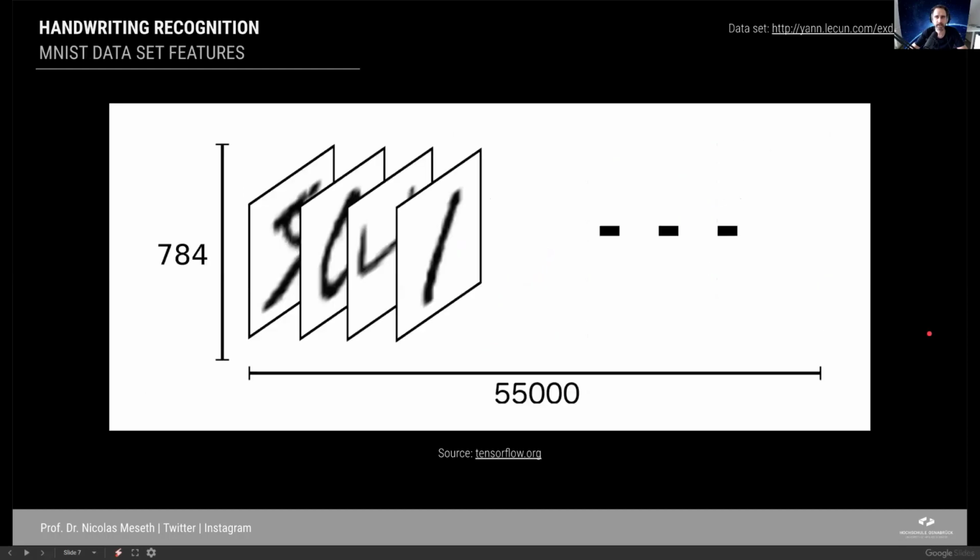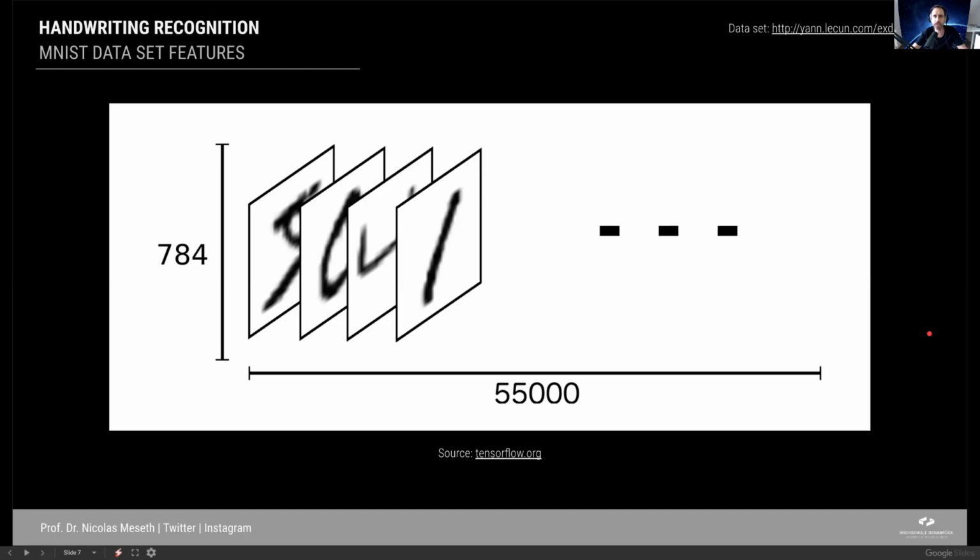Now we are talking about a specific data set called the MNIST data set. It's a very popular, publicly available data set, often used to benchmark handwriting recognition algorithms. It's also a good data set to introduce the topic and to play around with ourselves. So what does the data set look like? First of all, it's a lot of images. Here it says 55,000. I think the latest version has 60,000 images of handwritten digits from different people.